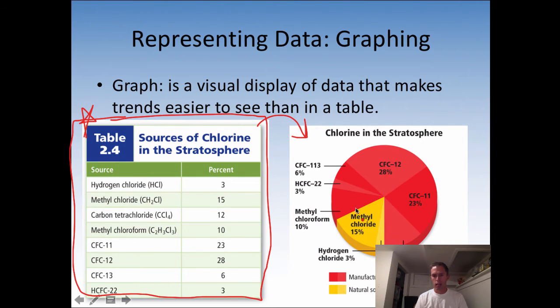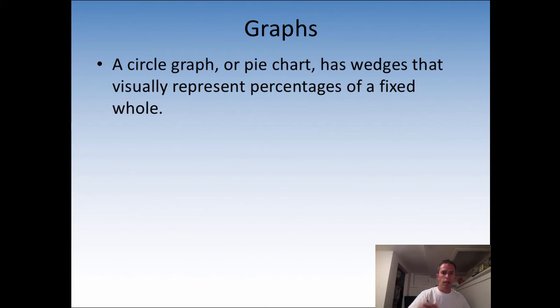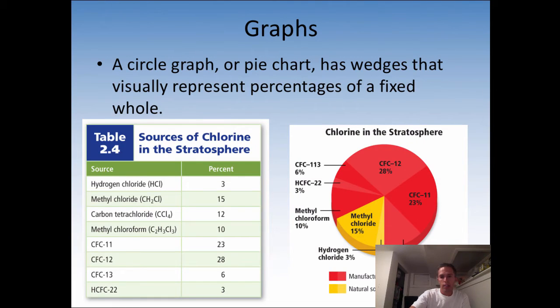I mean, obviously, you can just look around in this chart right here. 28% is the largest one. And we can get the same information in this data table, but in a graph, it's just more visual, and we need to learn how to read graphs. This right here is a pie graph, but there's a lot of different examples of graphs. A circle graph or a pie chart has wedges that represent percentages of a fixed whole. So 28% here, 23% here. It's all made up of 100% if the whole circle is 100%.